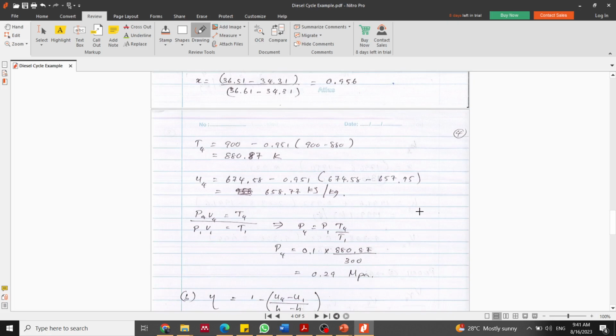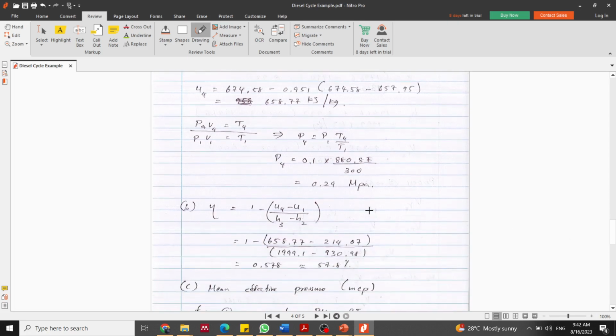Then you can again apply the ideal gas law. Then you can formulate for the process 1 to 4, P4 V4 over T4 equal to P1 V1 over T1. So with that you can find P4 equal to P1 times T4 over T1. Then you can substitute the value, the P4 becomes 0.29, right?